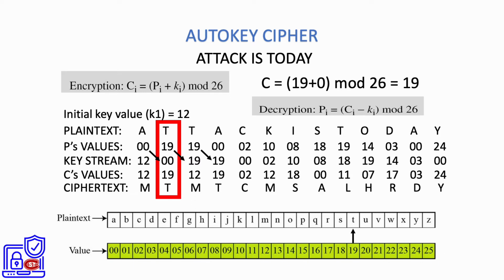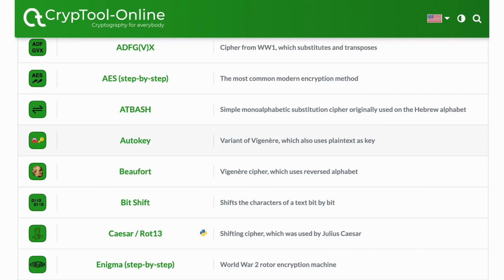Now, for decryption we can just use this formula and get back the plaintext in a similar way. So in this way, we can easily encrypt and decrypt the plaintext and ciphertext using the Autokey cipher.